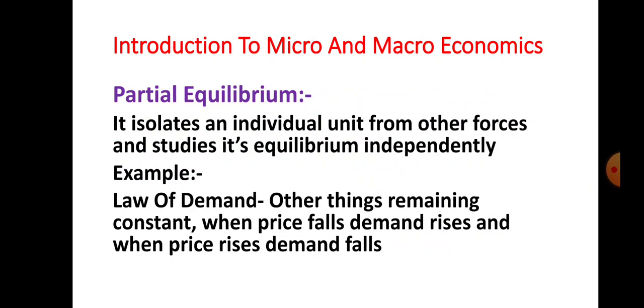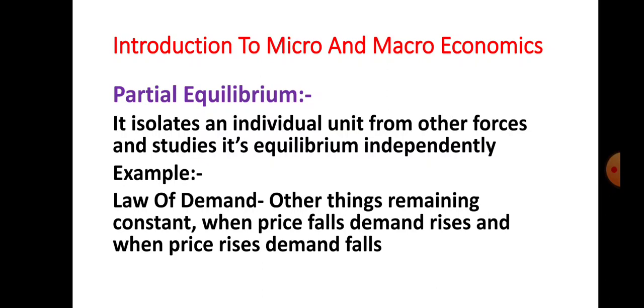Here I selected one important feature of microeconomics, that is partial equilibrium analysis, also known as the partial equilibrium approach. So what is the partial equilibrium approach? It isolates an individual unit from other forces and studies its equilibrium independently. That is known as partial equilibrium analysis. Or in other words, in microeconomics, the primary step is independence. After that, it tries to show the functional relationship between two variables. That is known as partial equilibrium analysis.